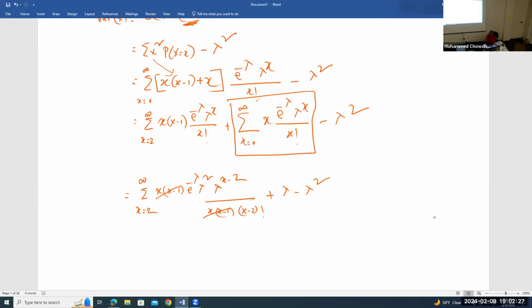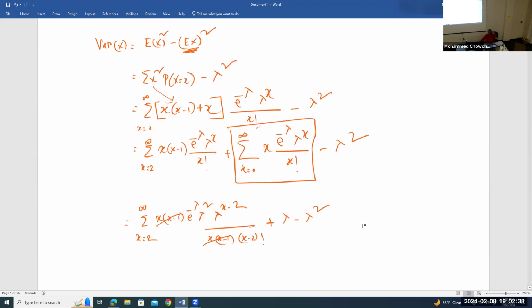Previously it starts from 0, right? But now I cancelled out how many x's? Because it starts from 0, and now we cancelled out 2 x's, so it will start from 2 now. Not sure? His question is why it is from 2, right?